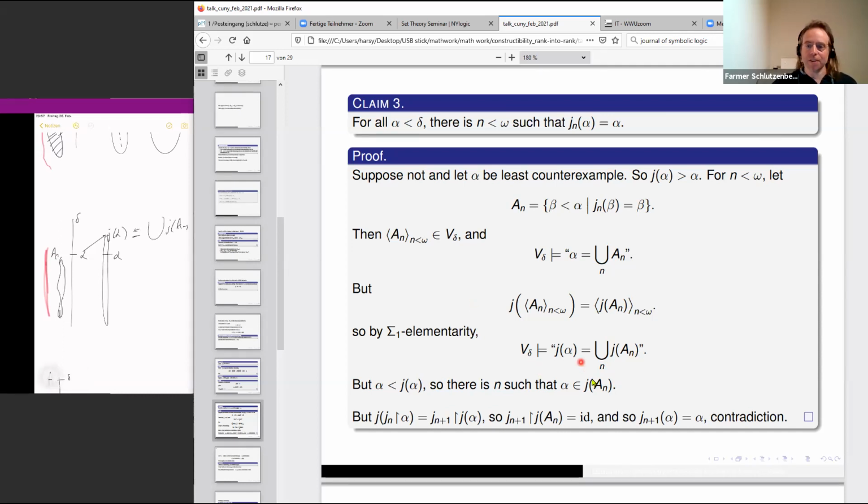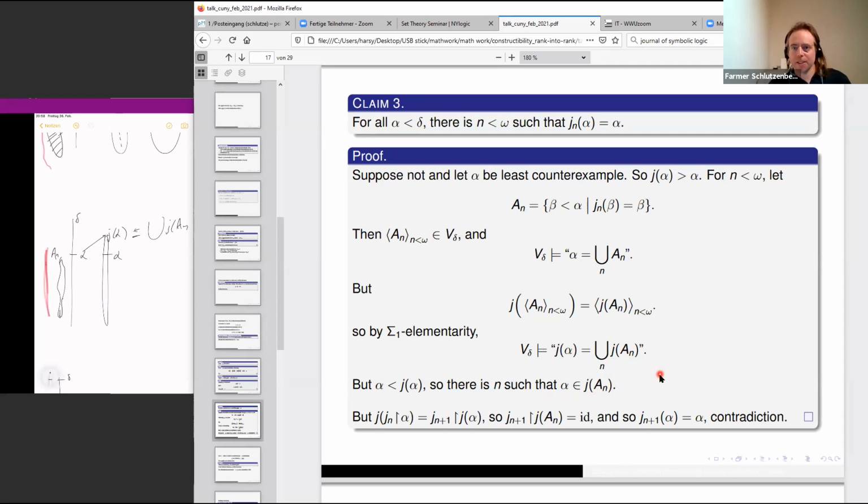So alpha is less than J of alpha, alpha is in this union, so it gets into J(A_n) for some n. But what's this J(A_n)? This is just the fixed points of J_{n+1}. A_n was the fixed points below alpha of J_n. But we know J moves J_n to J_{n+1}, and so everything in J(A_n) is fixed by J_{n+1}. And therefore we've got a contradiction. Alpha is actually fixed by J_{n+1}.